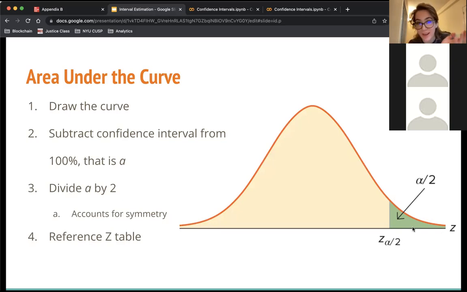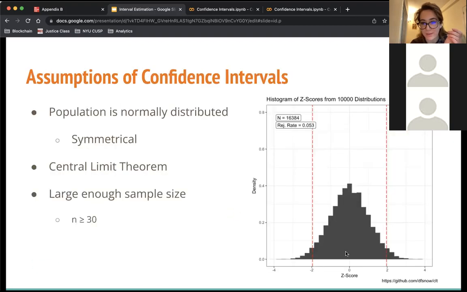And so that's why we take that alpha divided by 2, because it's that symmetry in both sides outside of the interval. Of like this one, we're kind of looking on both sides.